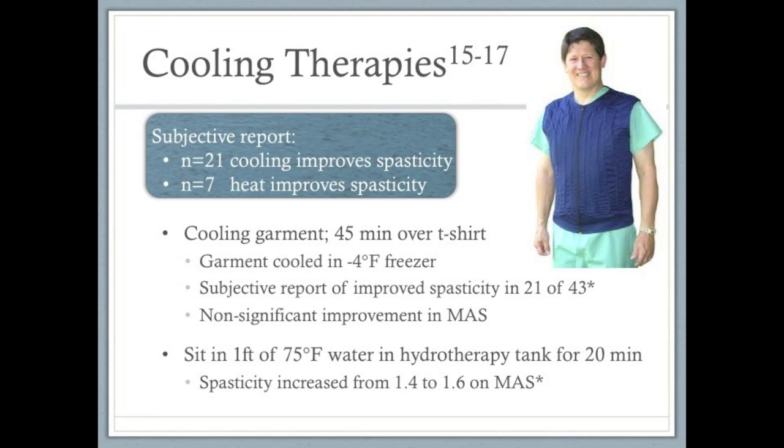191 people were interviewed about their MS symptoms. Not all who were surveyed have spasticity, but of the 191 people, 28 reported that they have spasticity and it is affected by temperature. Some believed cooling improved their spasticity, whereas others stated that heat improved their spasticity.